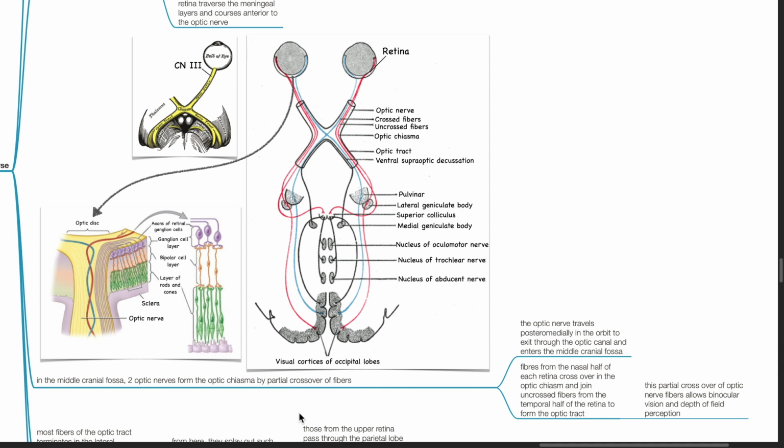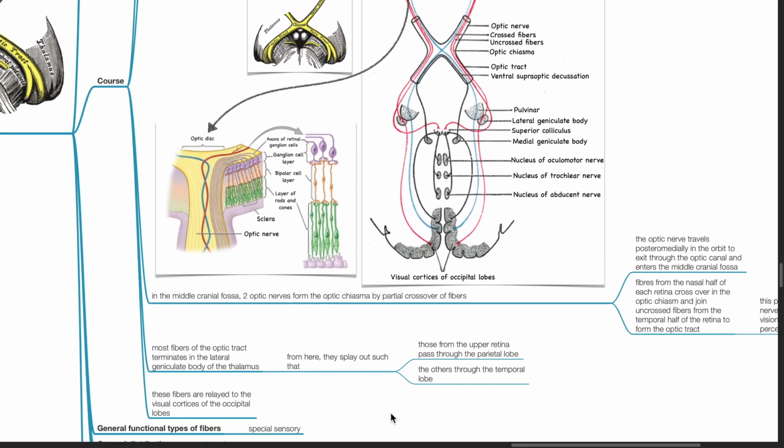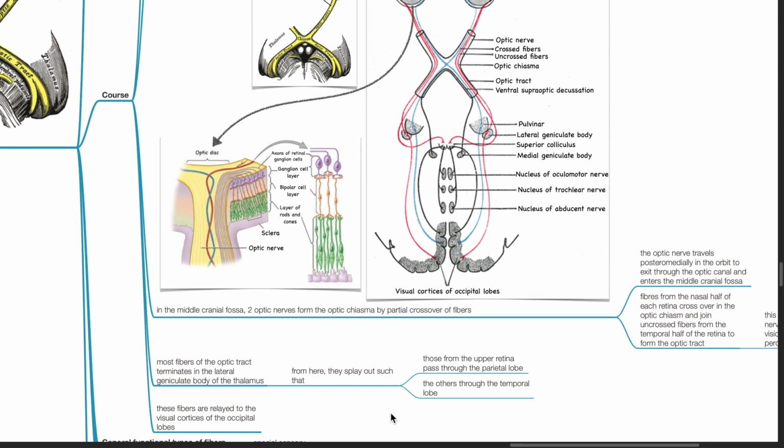This partial crossover of optic nerve fibers allows binocular vision and depth of field perception. Most fibers of the optic tract terminate in the lateral geniculate body of the thalamus. From here they splay out such that those from the upper retina pass through the parietal lobe, the others through the temporal lobe. These fibers are relayed to the visual cortices of the occipital lobes.